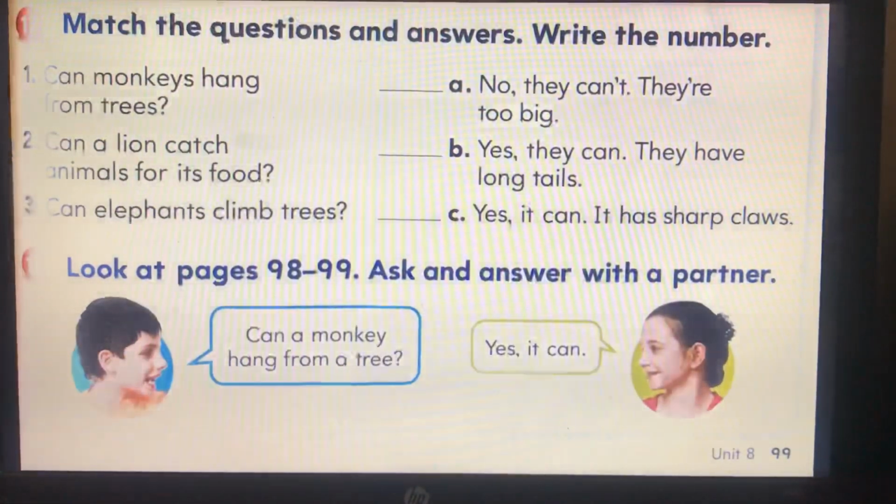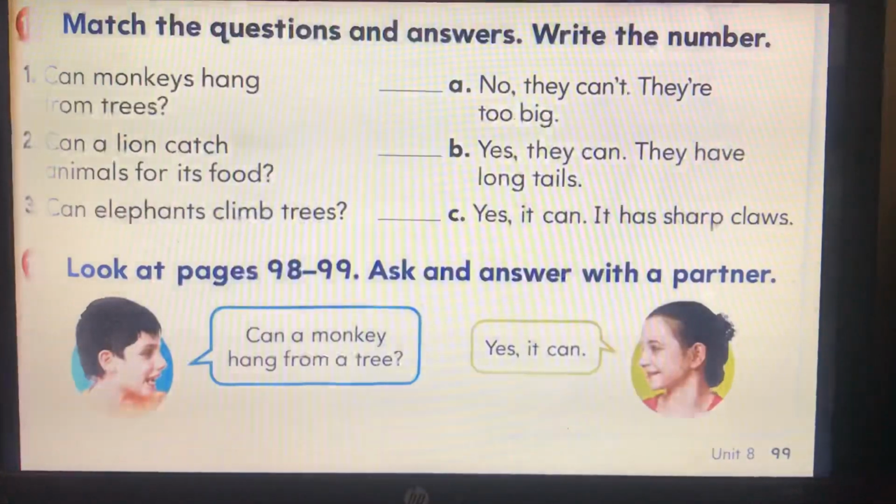Going back to number 1. Number 1. Can monkeys hang from trees? Yes, they can. They have long tails. So number 1 will match with letter B. Number 2. Can a lion catch animals for its food? Yes, it can. It has sharp claws. So number 2 will go ahead and match with letter C.